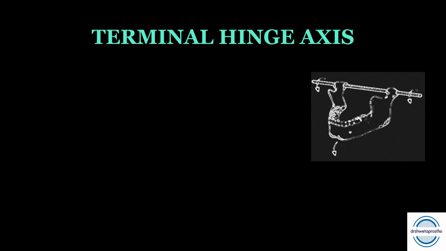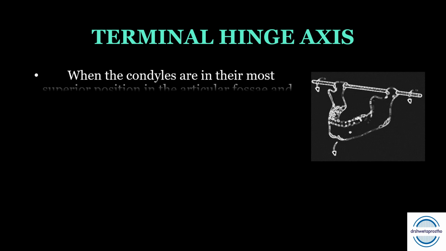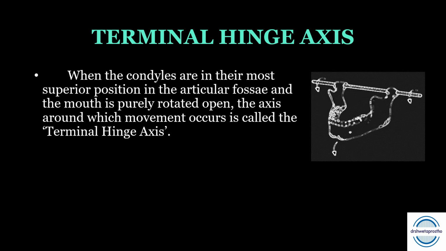Before going to the classification, let us recall terminal hinge axis. When the condyles are in the most superior position in the articular fossa and the mouth is purely rotated open, that means while opening the mouth, pure rotation movement is occurring. The axis around which this rotation movement occurs is called the terminal hinge axis.